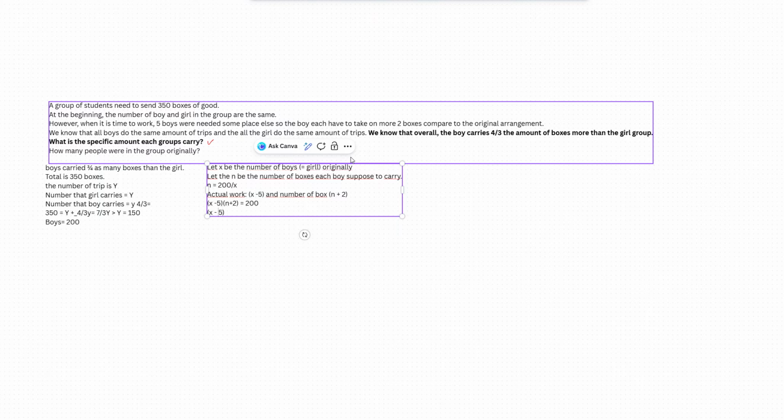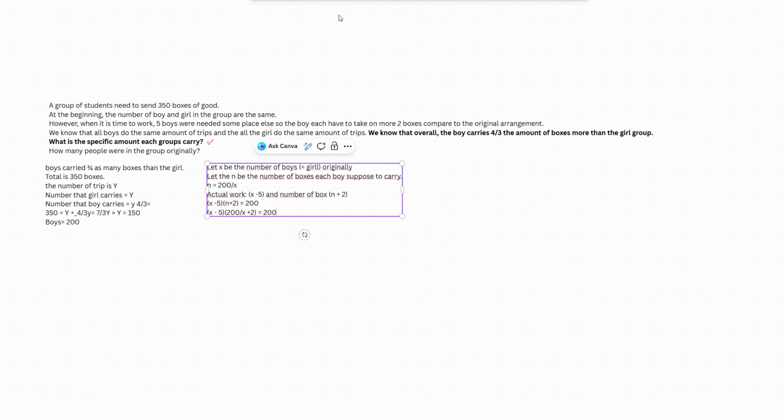So we have x minus 5, times (200 divided by x plus 2), equals 200. Now we can solve this. This will be a quadratic equation. It's better for me to do this using a pen, a marker.